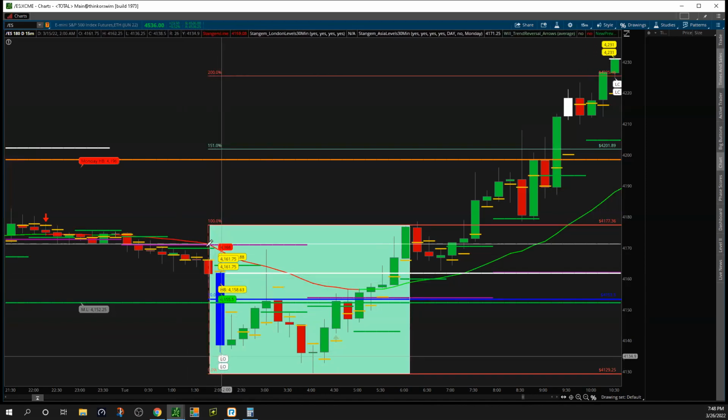This is the wrong way. They're leading everybody to slaughter. This is to the slaughterhouse. They're getting ready to get their throats cut. You know why? Because they're chasing. That's a big candle right there. That candle holds right over here. And we got the pin bar.